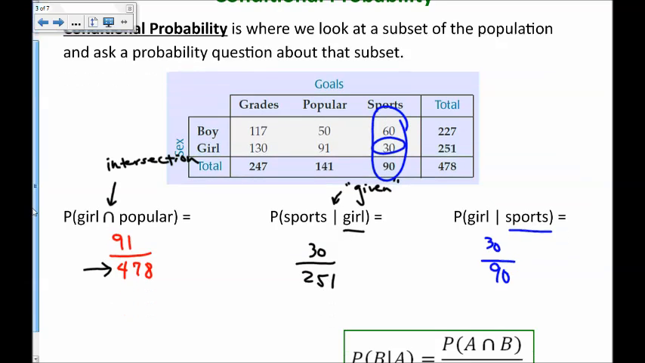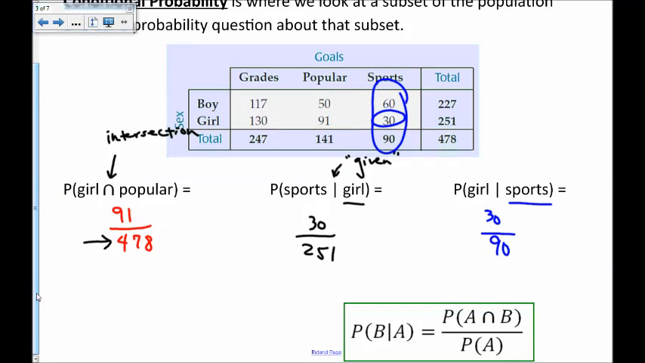So here is the formula for conditional probability: the probability of B given A is equal to the probability of A intersect B divided by the probability of A. We look at this intersection, where something is both A and B, divided by how you're restricting the population.